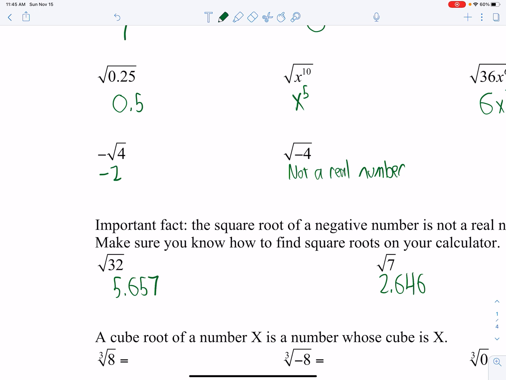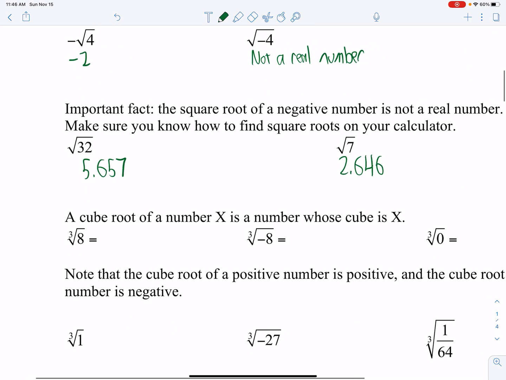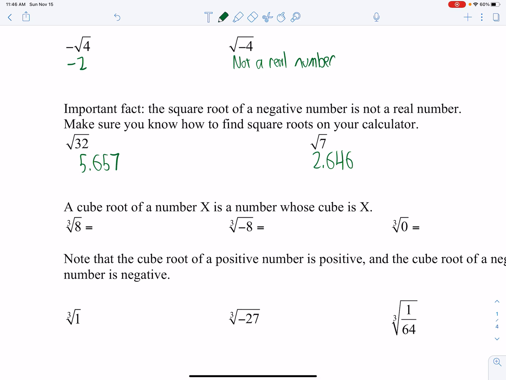So that's talking about square roots, where you multiply 2 of a number together to see what you get. The next one, we're talking about cube roots. So for example, the cube root of 8, we're thinking what number times itself gives us a positive 8, and the answer would be 2, because 2 times 2 times 2 is 8. Or when we're thinking what's the cube root of negative 8, we're thinking what number times itself gives us negative 8.